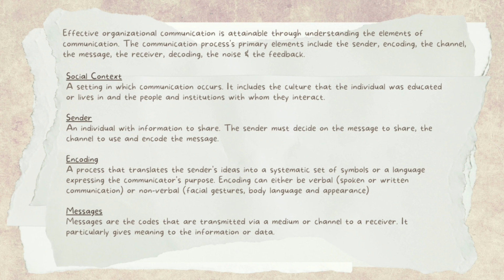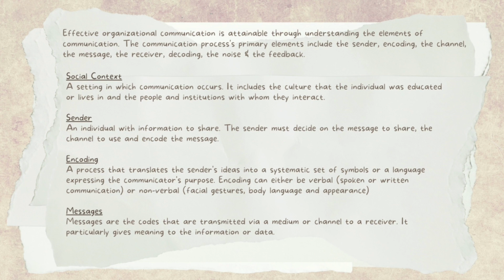Next, a sender. A sender is an individual with information to share. The sender must decide on the message to share, the channel to use and encode the message. The sender is the first person to start a communication. A sender needs to encode the message, which is a process that translates the sender's idea into a systematic set of symbols or a language expressing the communication purpose.